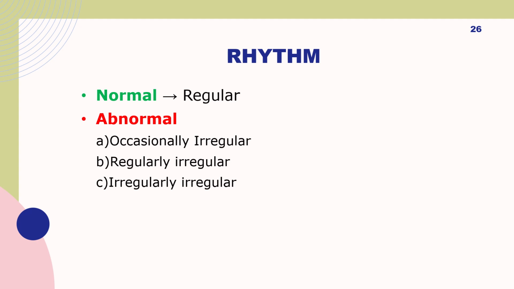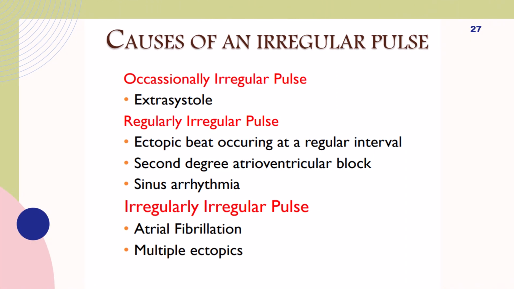Pulse rhythm tells us about the regularity of the beats. A normal rhythm is regular, whereas an abnormal rhythm can be occasionally irregular, regularly irregular, or irregularly irregular. Each of these abnormal pulses can be characteristic of specific heart conditions. Rhythm is inconsistent.